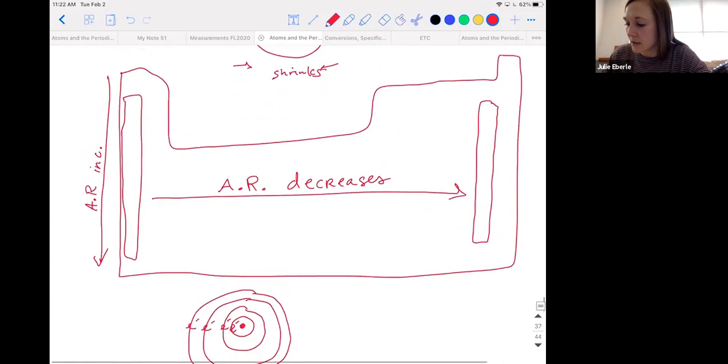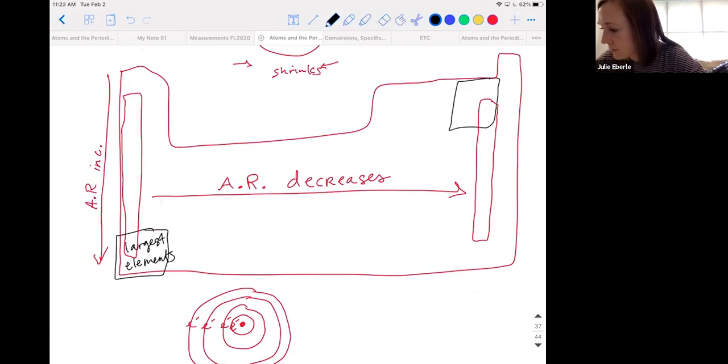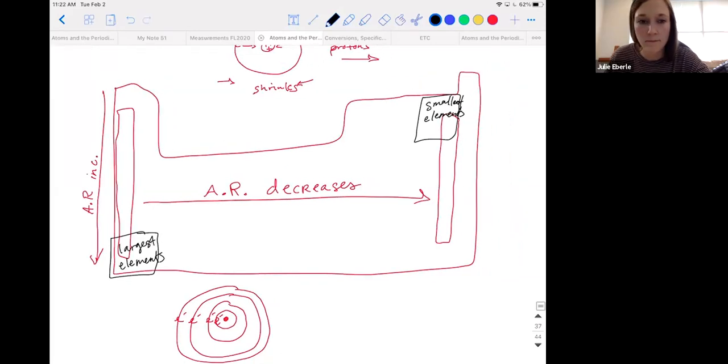Okay, so what you can know overall is that down here in the bottom corner, just kind of a generalization, these are the largest elements on the periodic table, and these elements up here by fluorine are the smallest. All right, so there's the trends. Questions on that?